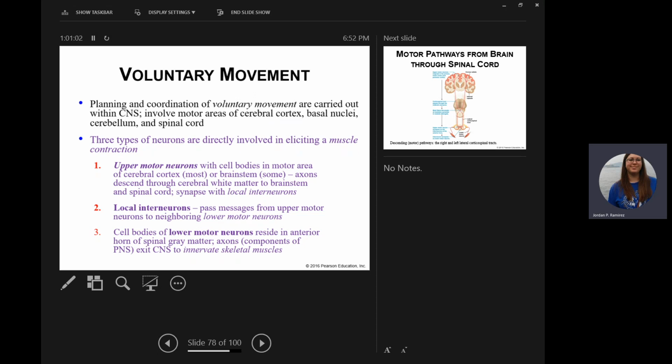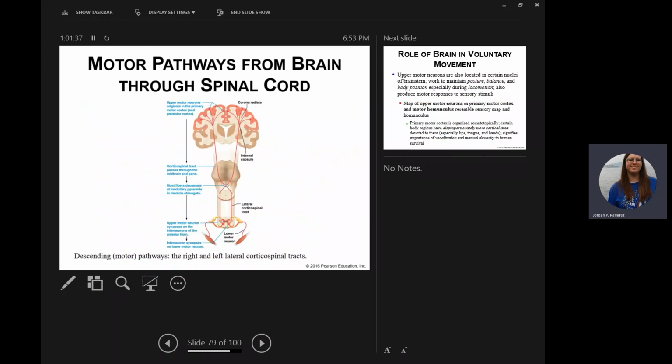Upper motor neurons have cell bodies in the motor area of the cerebral cortex, or some in the brainstem. Axons descend through the cerebral white matter to the brainstem and the spinal cord, and they synapse with local interneurons. Local interneurons will pass messages from upper motor neurons to the neighboring lower motor neurons. The cell bodies of the lower motor neurons reside in the anterior horn of the spinal gray matter, and axons, components of the peripheral nervous system, exit the central nervous system to innervate the skeletal muscles. Basically, your brain is telling your muscle to move. Again, nothing crazier than what we've already seen.